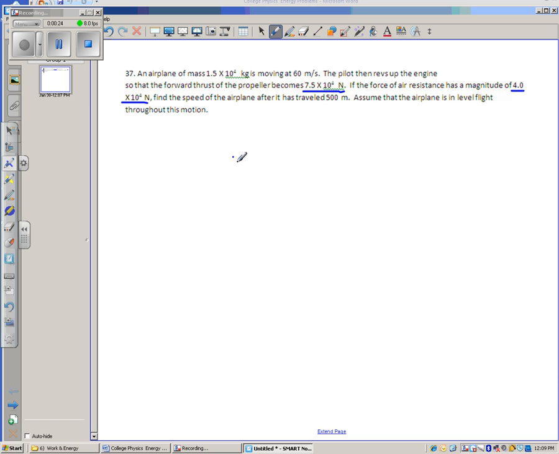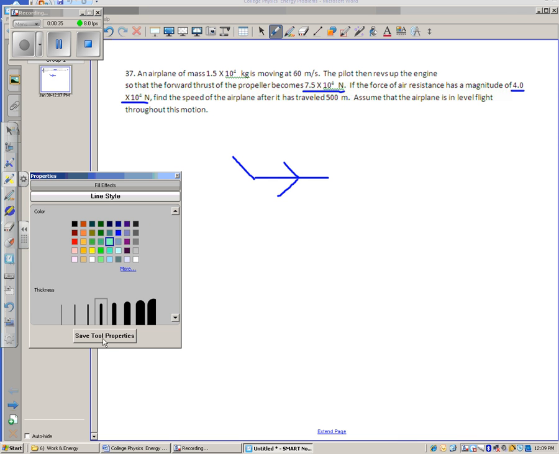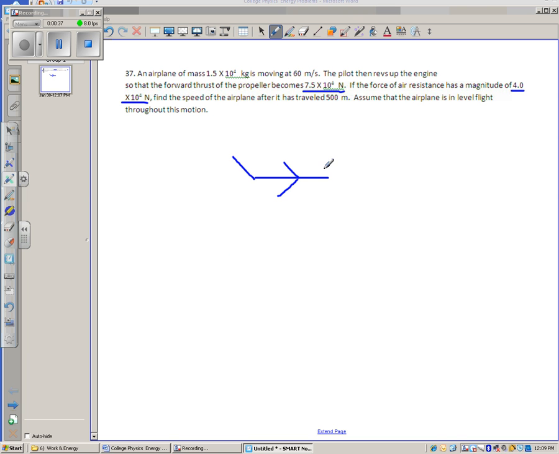Okay, so if this guy right here, draw a fun little looking airplane. Okay, if there's our airplane, it was already moving at 60 meters per second. So we have a forward thrust of this much, 7.5 times 10 to the fourth, and a backwards force of 4.0. Okay, so first thing, eventually, we are going to have to use the net force because those two things are kind of canceling each other out.